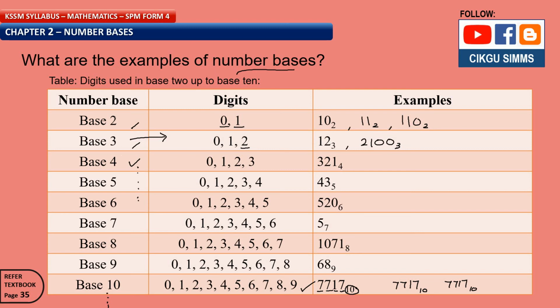So you notice that for base 2, the digits are less than 2, but for base 3, the digits are less than 3. For base 6, all the digits are less than 6. So if you see something like 782 base 5, this is wrong, because in base 5 you cannot have digits like 7 and 8, because 7 and 8 are higher than 5. For base 5, you can only have digits less than 5. For example, 432 base 5 is correct. So that's the introduction for chapter 2, number bases.